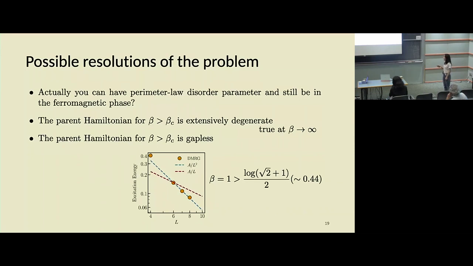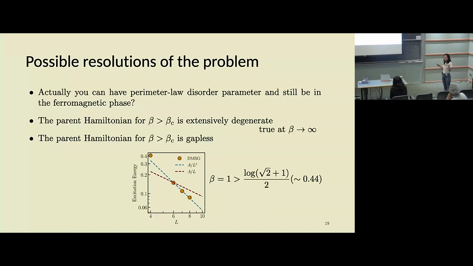And you need to get to pretty large system sizes, so this is 4 by 4, 6 by 6, 10 by 10 on the torus. I think Rahul also did these 2 points, but I didn't show them. And what you can show is, for that parent Hamiltonian, for beta goes to infinity, it is indeed extensively degenerate.